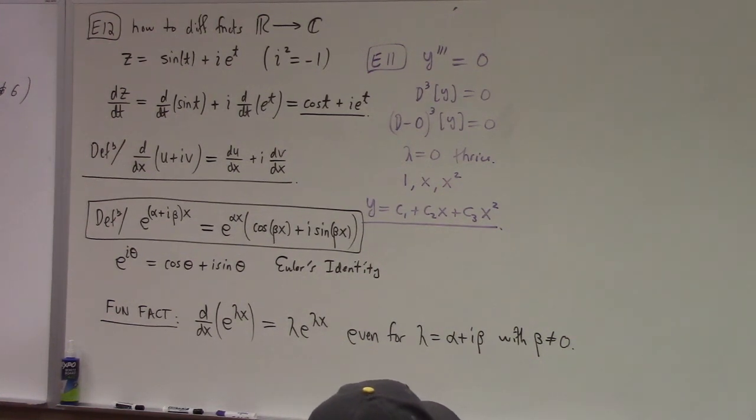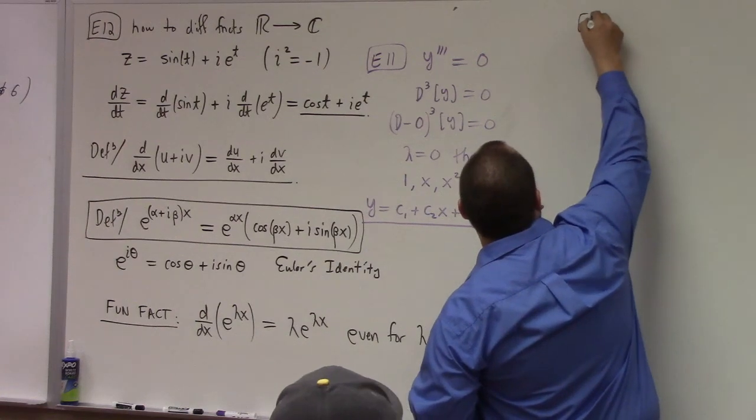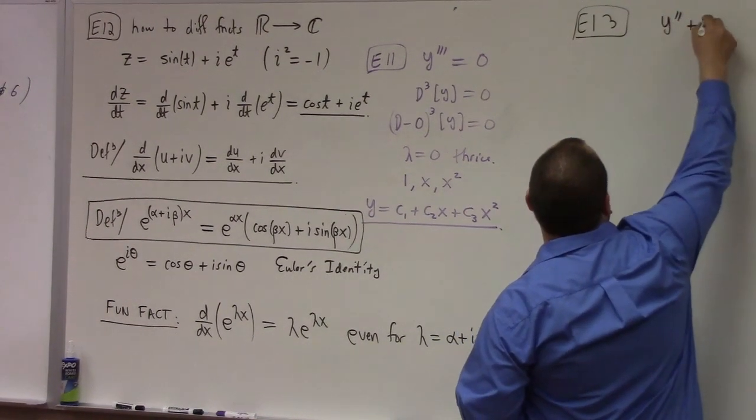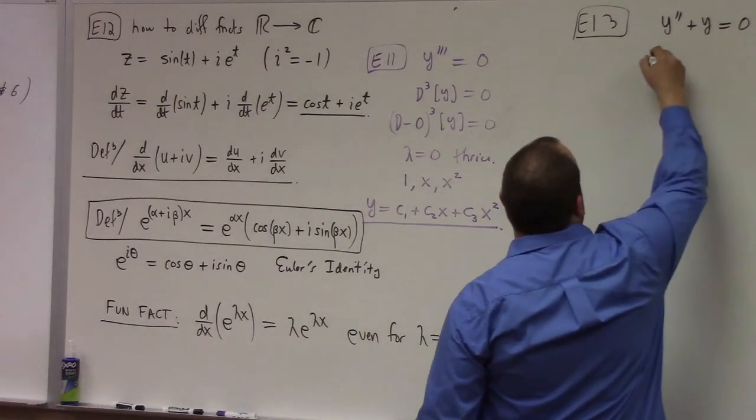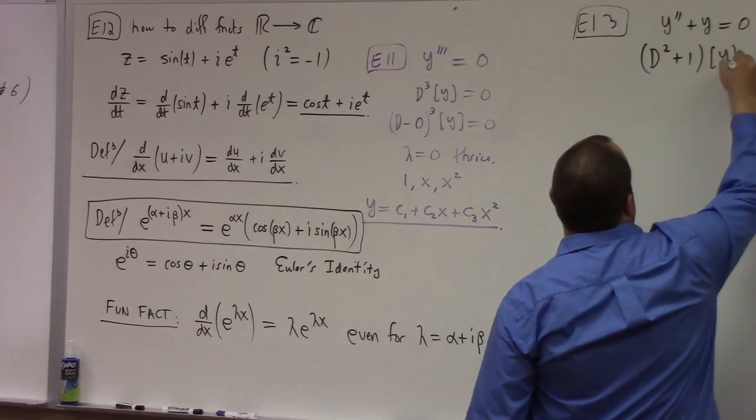And it also so conspires that, since we're dealing with real polynomials, the complex conjugate always comes as a pair. So let me show you an example before I'm too out in the clouds here. How about this? y'' + y = 0. We have D squared plus 1 acting on y equals 0.